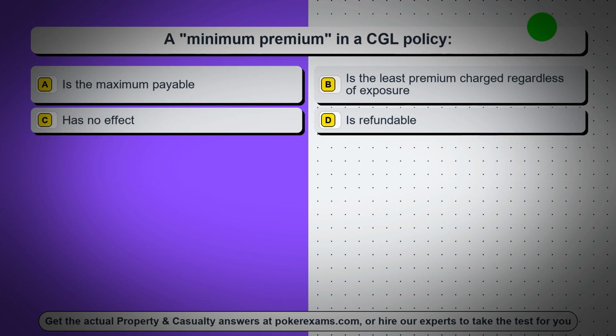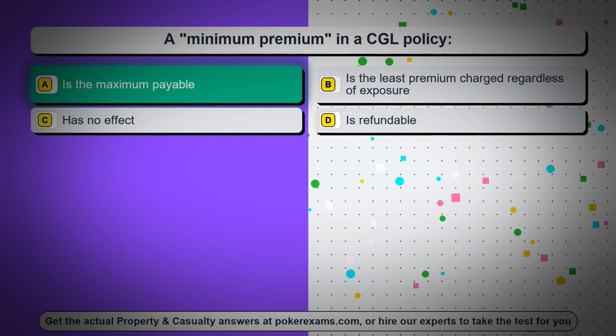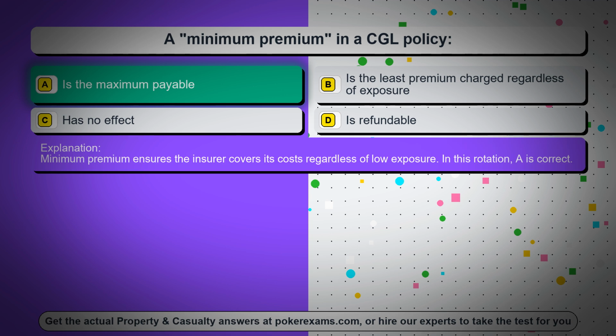Question 99. A minimum premium in a CGL policy, option A, is the maximum payable. Option B, is the least premium charged regardless of exposure. Option C, has no effect. Option D, is refundable. The correct answer is option A, is the maximum payable. Minimum premium ensures the insurer covers its costs regardless of low exposure. In this rotation, A is correct.